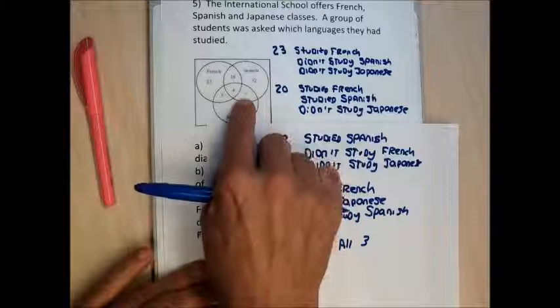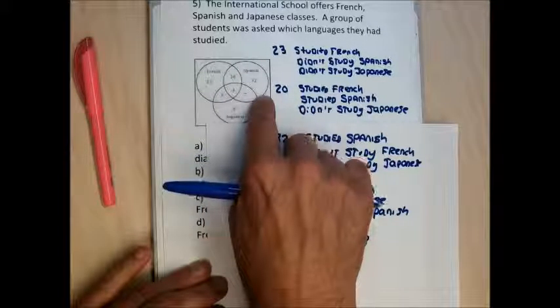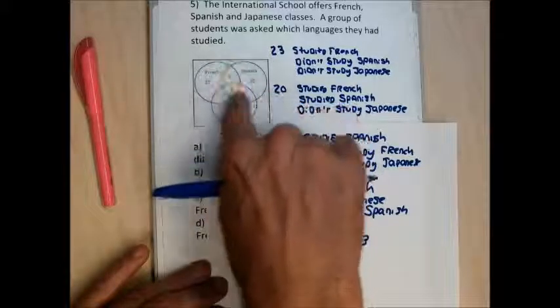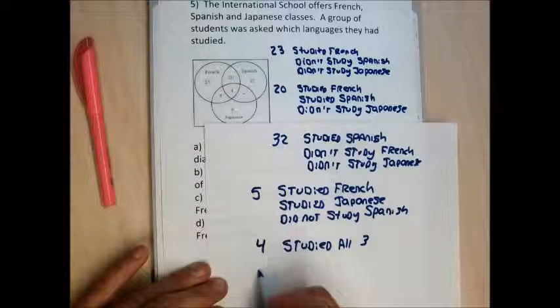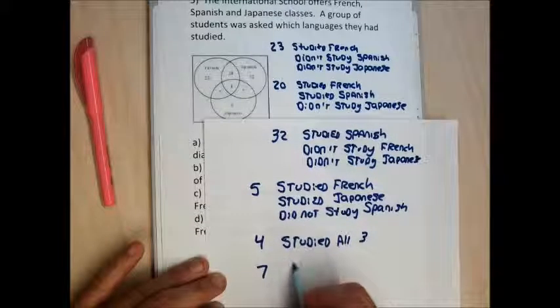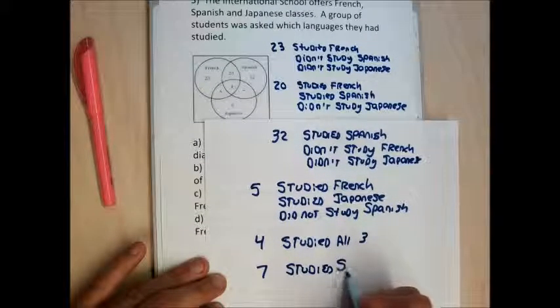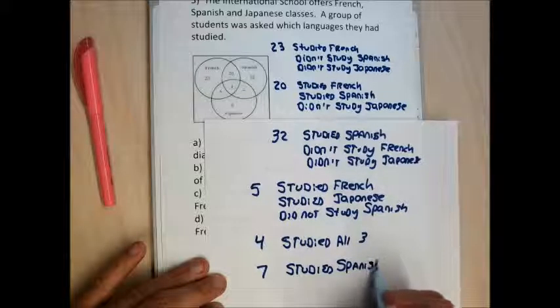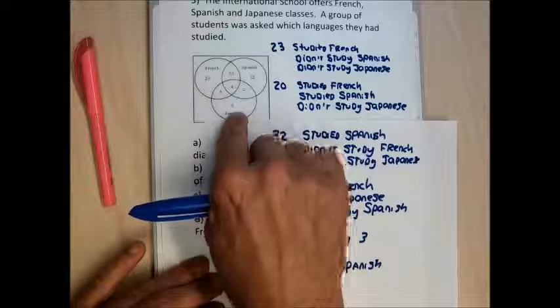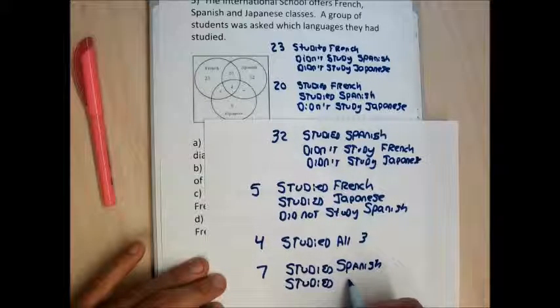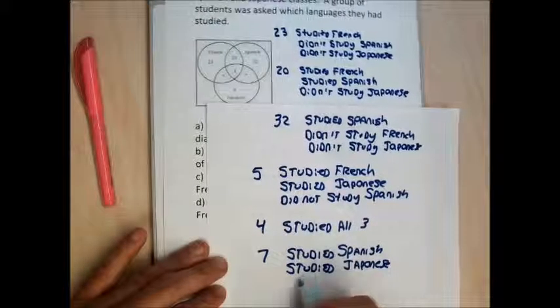These 7 right there are inside the Spanish circle, so they studied Spanish. They're inside the Japanese circle, so they studied Japanese. They're not part of the French, so they didn't study French. So those 7 studied Spanish, they studied Japanese, and they did not study French.